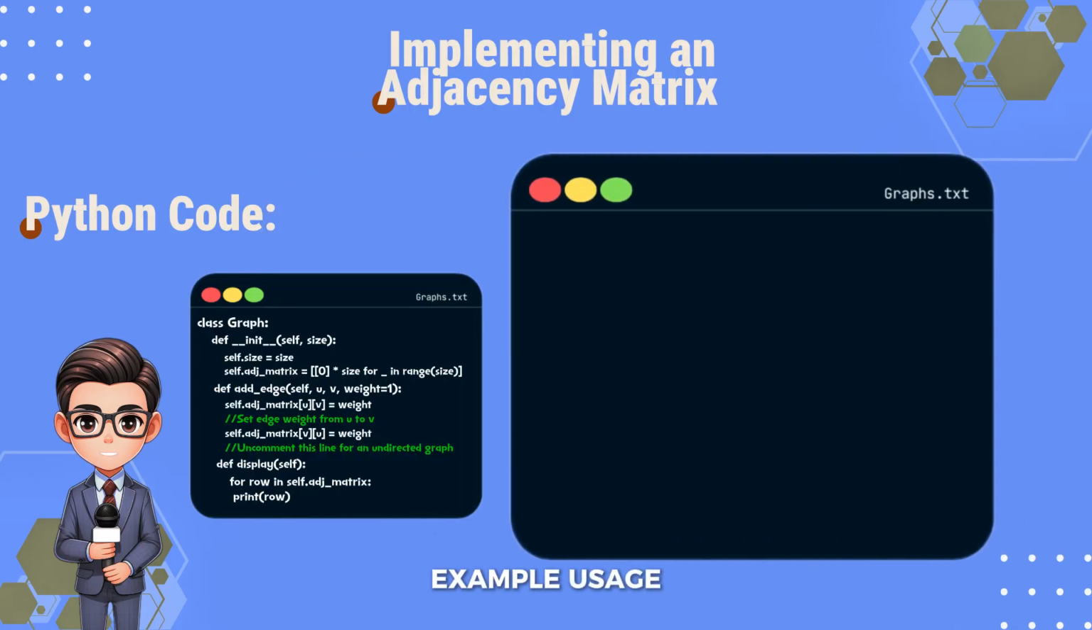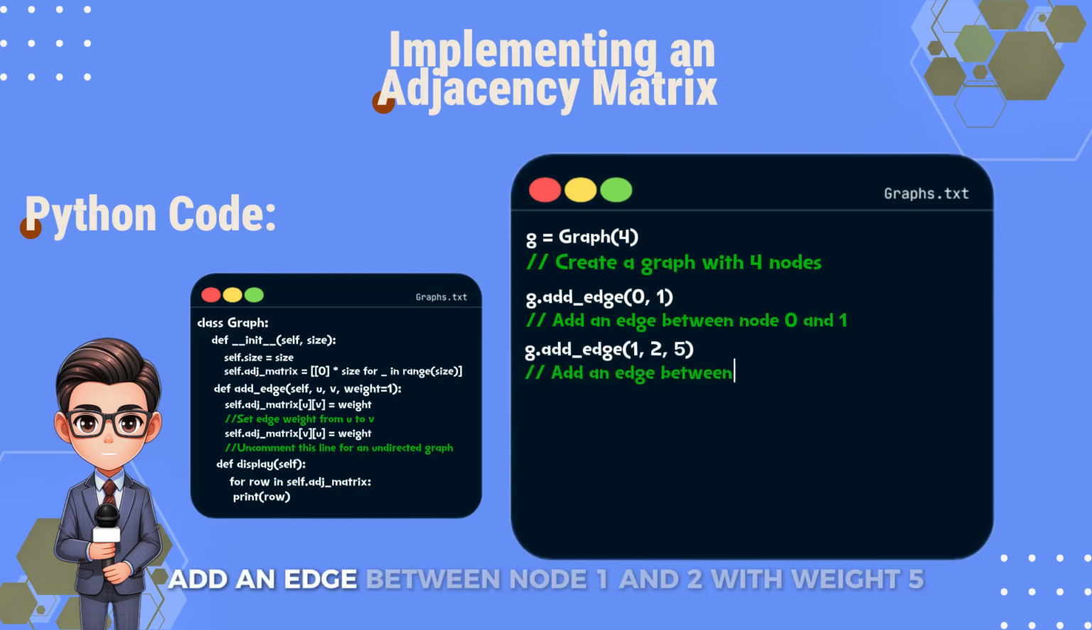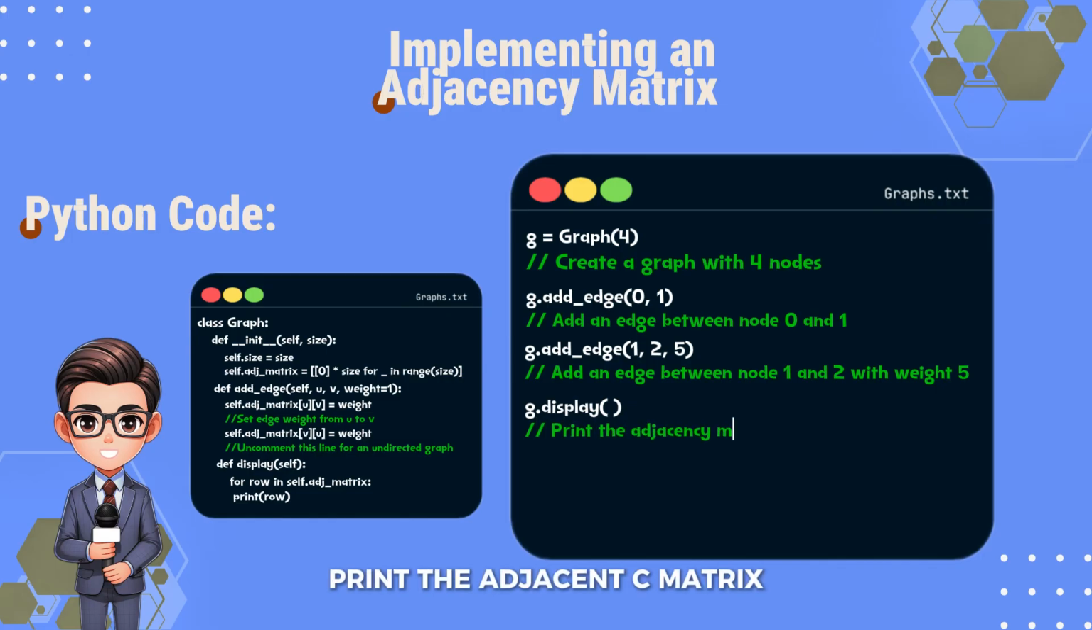Example usage. Create a graph with 4 nodes. Add an edge between node 0 and 1. Add an edge between node 1 and 2 with weight 5. Print the adjacency matrix.